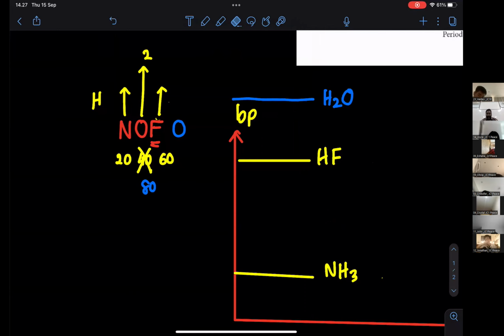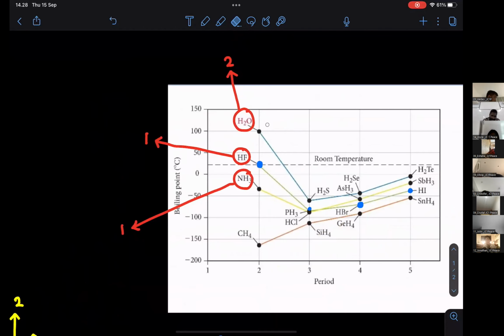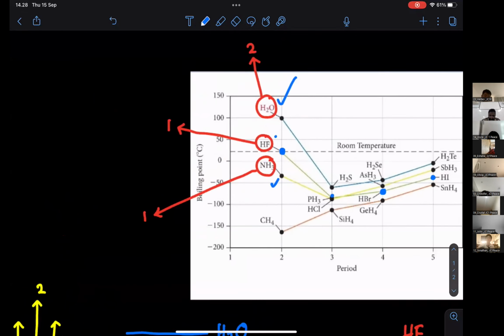Now you compare. Can you see they are higher? It was supposed to be ammonia, and here should be water, but water went up. Why? Because on average, water forms two hydrogen bonds per molecule. They will ask you to explain that.